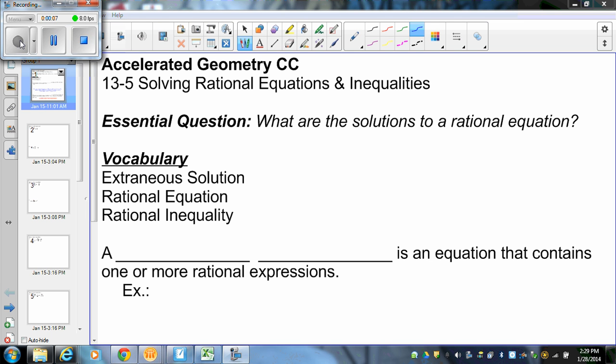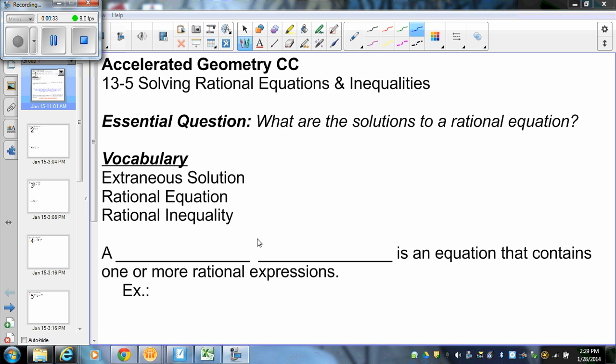This is the first video for section 13-5 in accelerated geometry, and today we're going to be talking about solving rational equations. So the essential question for this section is, what are the solutions to a rational equation? And by the end of this video, hopefully you'll be able to figure out what they are. Your vocabulary for this section are extraneous solution, rational equation, and rational inequality.